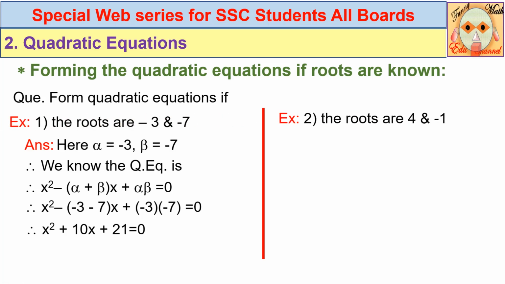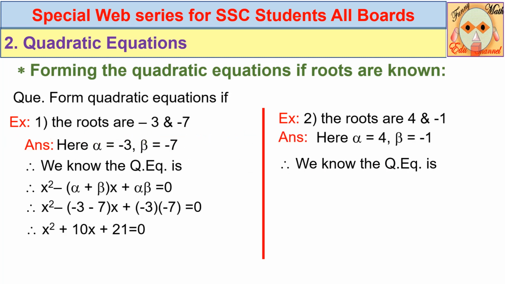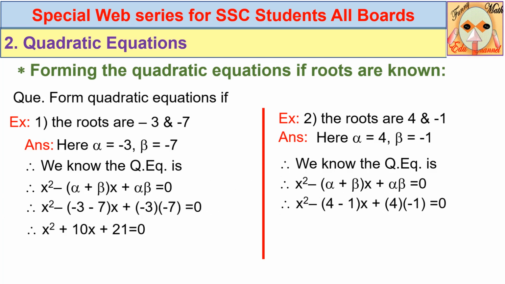Second, one more example, so you can understand very well. The roots are 4 and minus 1. Now, alpha equal to 4, beta equal to minus 1. We know the quadratic equation is this one. Substituting the values: here alpha is 4, beta is minus 1.